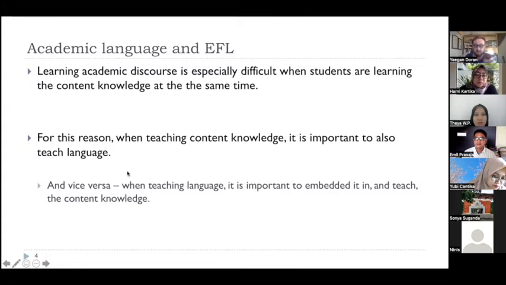So Dr. Hartney here has done a lot of research into how content knowledge can be taught at the same time as teaching language in multilingual classrooms.